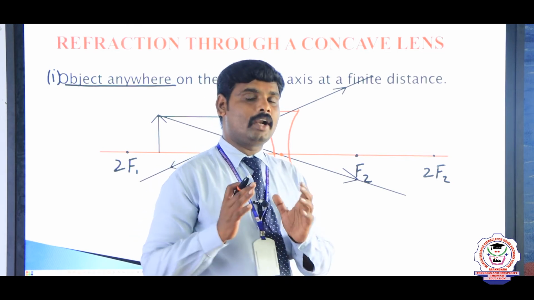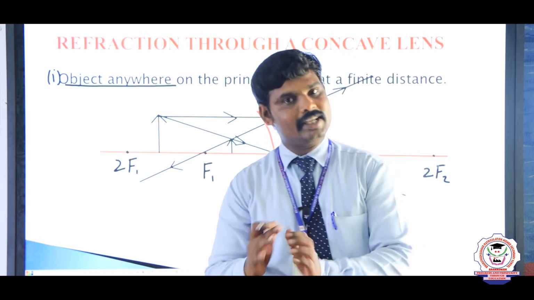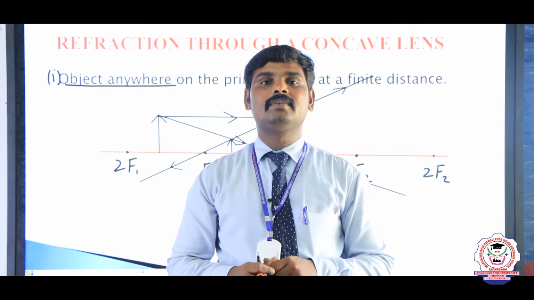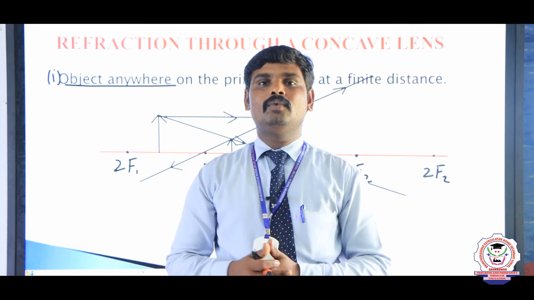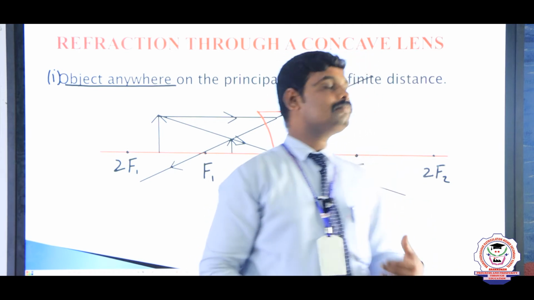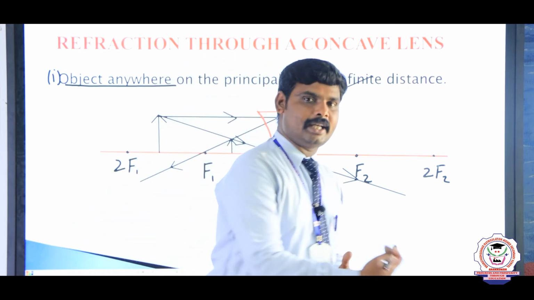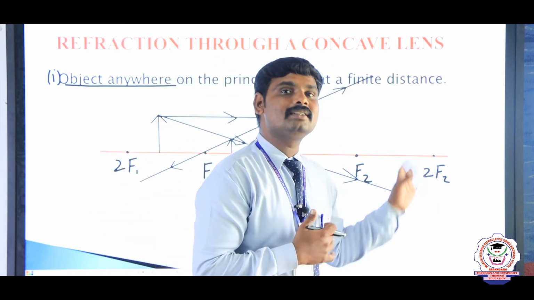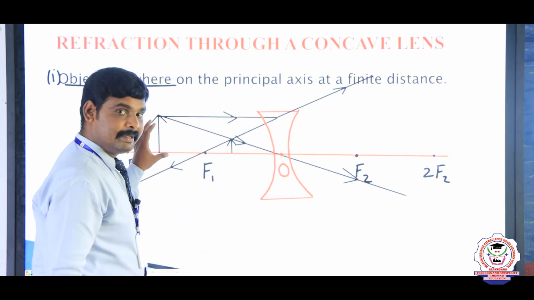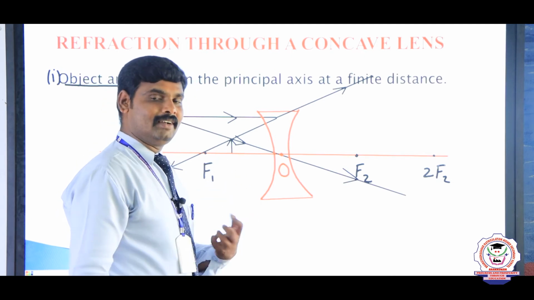First one, when the object is placed at infinity, the image will form at focus, the size of the image is point size, and the nature of the image is virtual and erect. Here the second case, when the object is placed anywhere at a finite distance, the image will form on the same side, that's why we get a virtual and erect image.